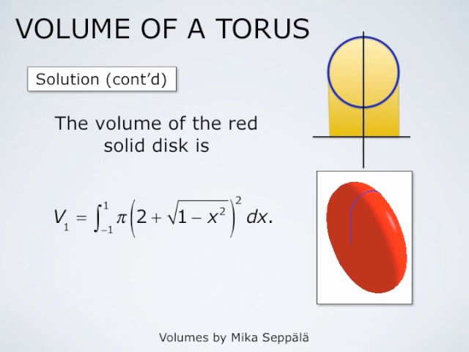The choice plus for the square root corresponds to the upper half of this circle. Therefore, the yellow domain indicated in this picture is the domain under the graph of the function 2 plus square root of 1 minus x squared. When that yellow domain rotates around the x-axis, it yields a three-dimensional solid red disk shown here below this domain.